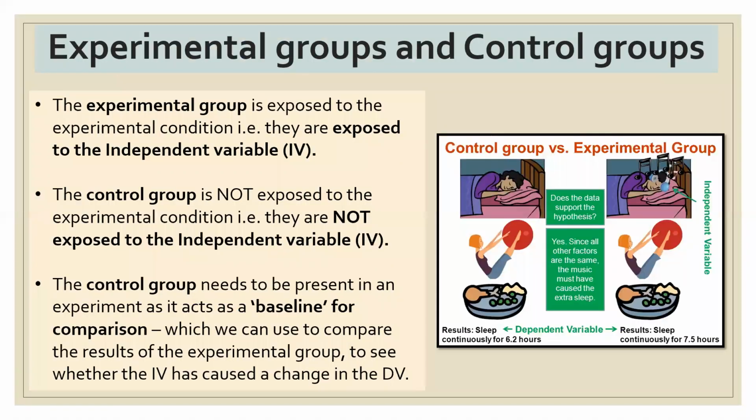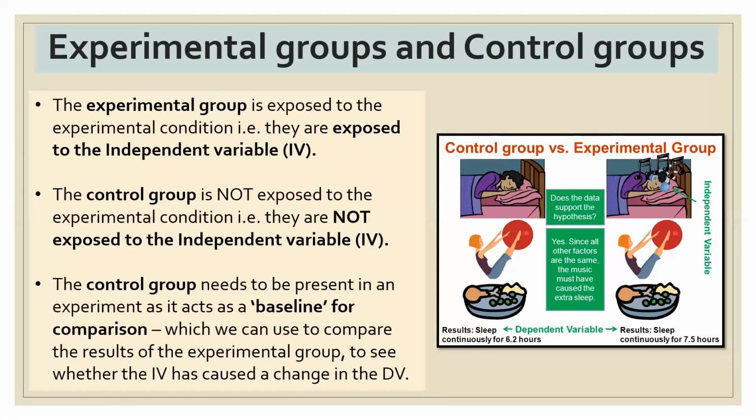Okay, so now that we've talked about the research hypothesis, we have to understand the experimental group and control group. I know this should be quite straightforward to all of you by now. The experimental group is simply the group that is exposed to the IV. The control group is not exposed to the IV. The reason the control group is not exposed to the IV is because the control group needs to act as what we call a baseline for comparison, okay?